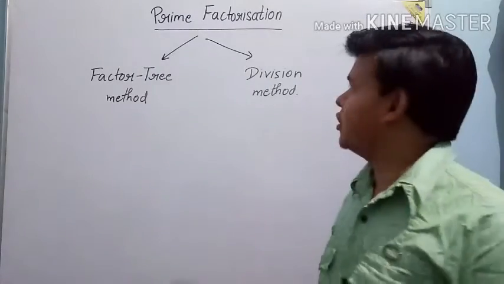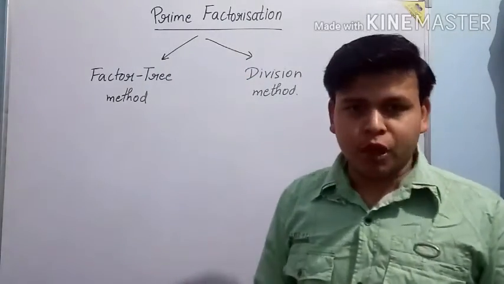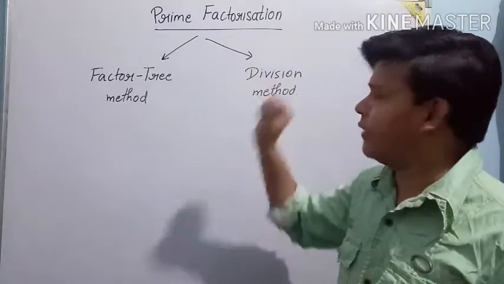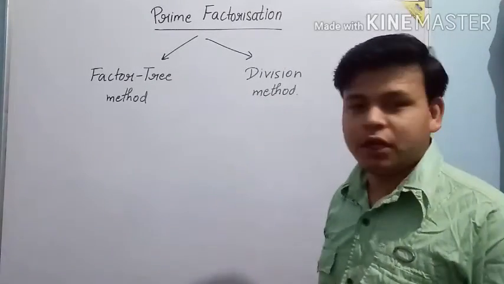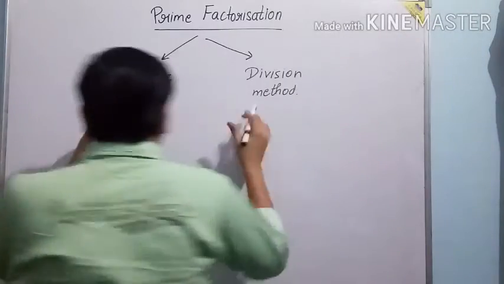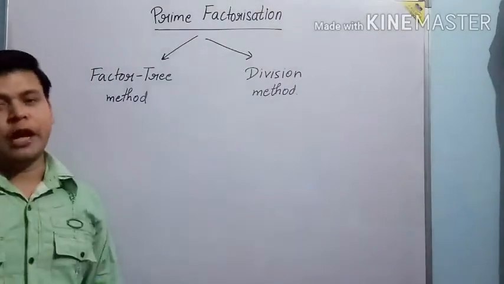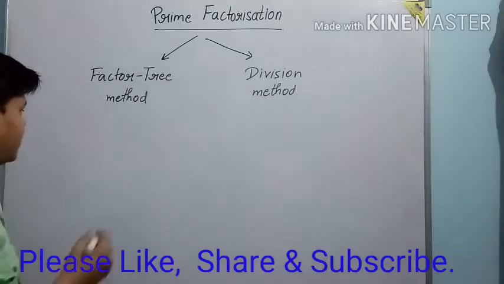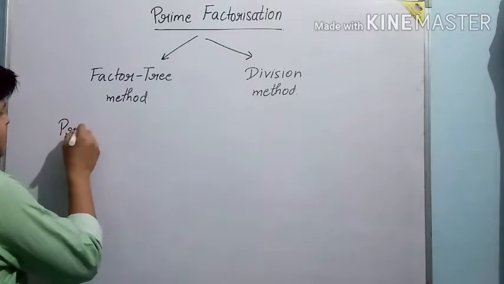Today we are going to discuss the new topic, prime factorization. So basically there are two methods of prime factorization. First is the factor tree method and the other one is the division method. Before starting these two methods, first of all I would like to tell you what prime numbers are, right? So a prime number, I am telling what a prime number is.